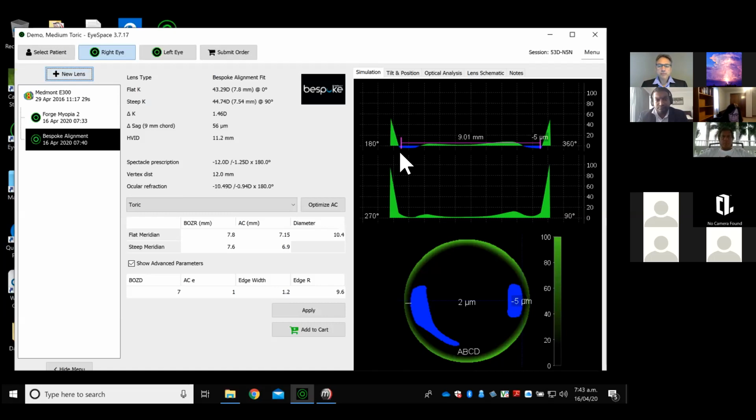And what we're looking for here again is that weight distribution, the bearing, those blue patches sitting over the horizontal meridian, distributed underneath the alignment curve. And we want a bit of space in the vertical to allow for that 1 or 2 millimeters of movement with the blink. So Jagroot, anything else that you want to add at this point?